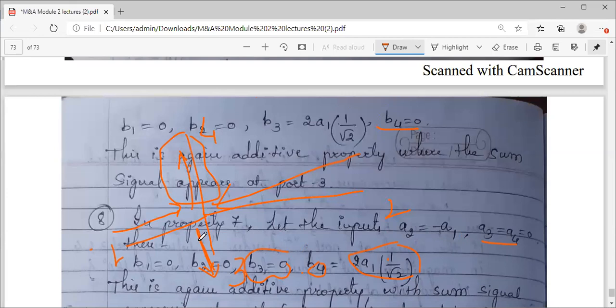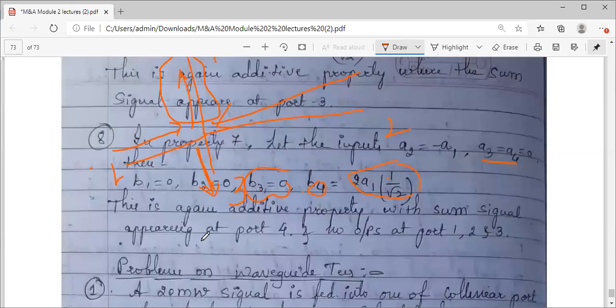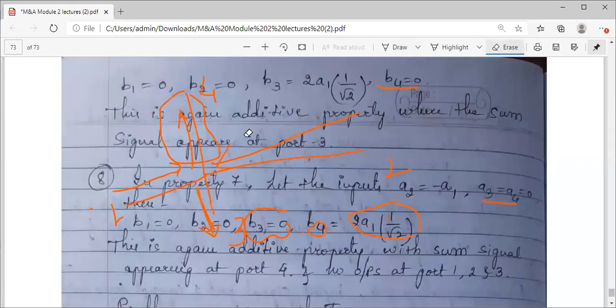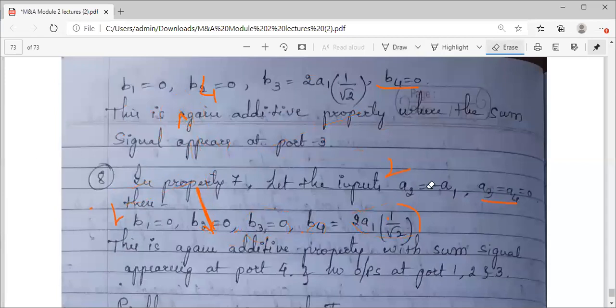Hope you understood these 8 properties. First 4 properties, each port I am applying the input every time. And remaining 4 properties, I am taking identical signals at 2 ports simultaneously. Hope you understood the properties which I have listed. 8 properties of magic T or hybrid T, hybrid T junction.